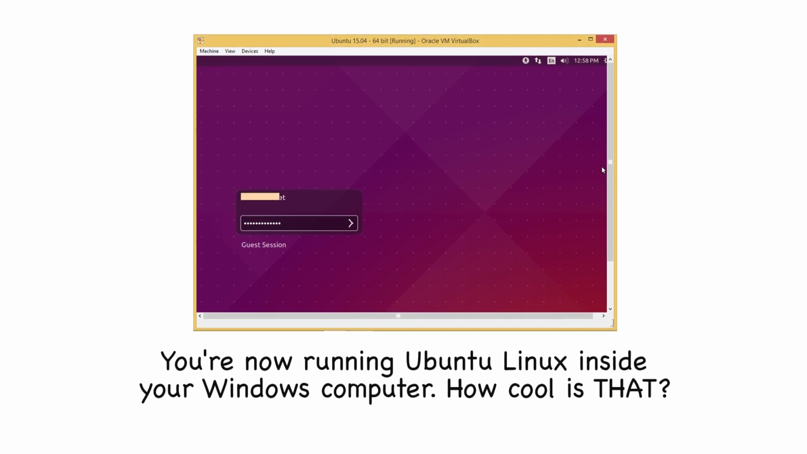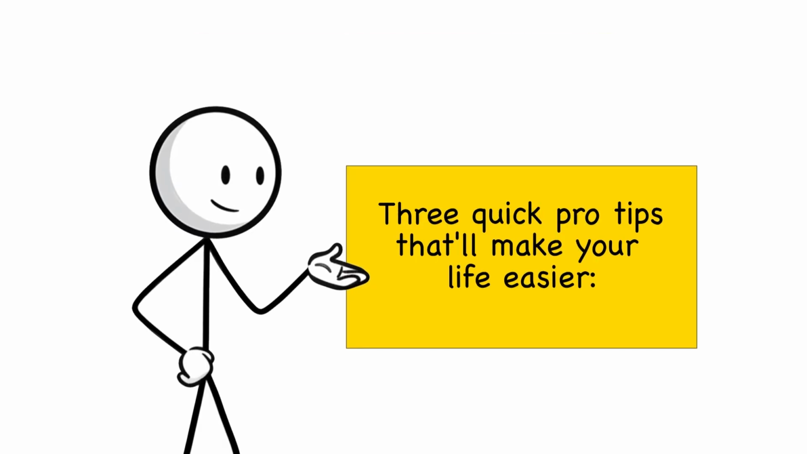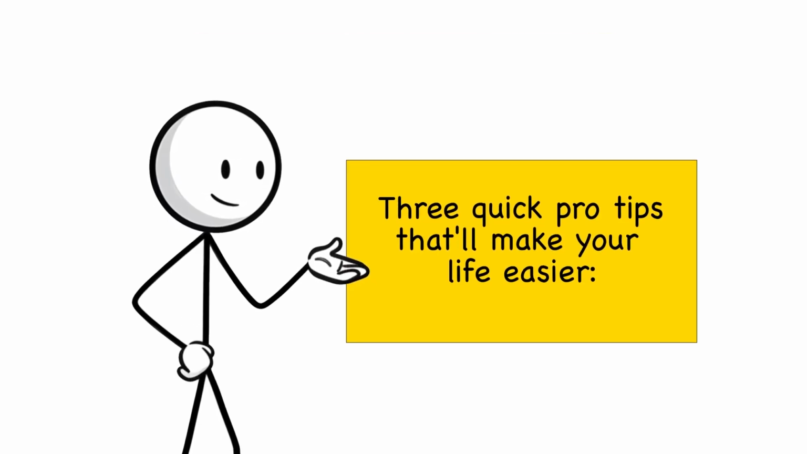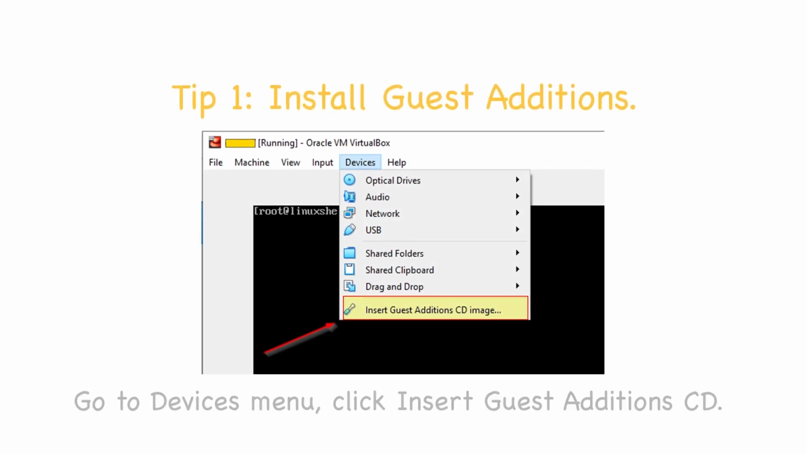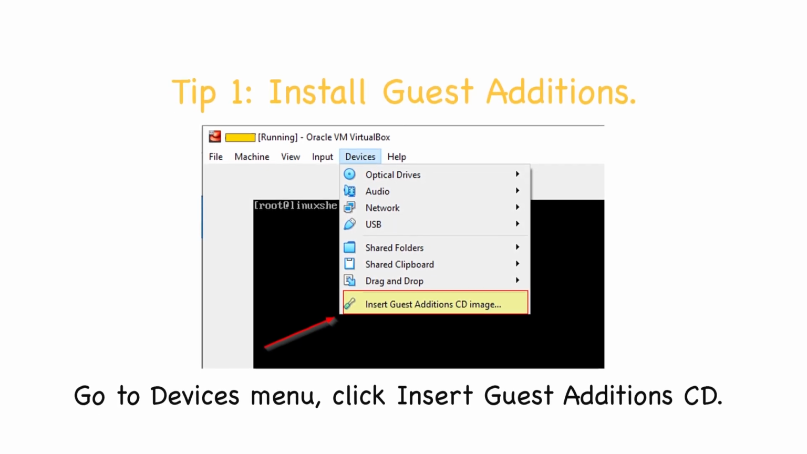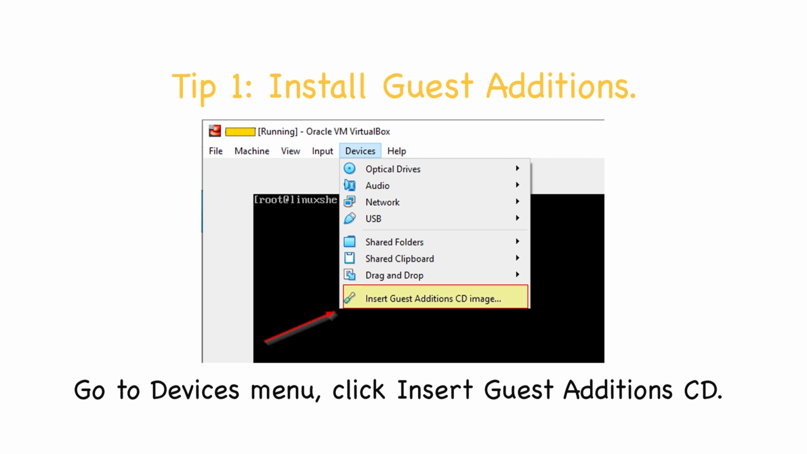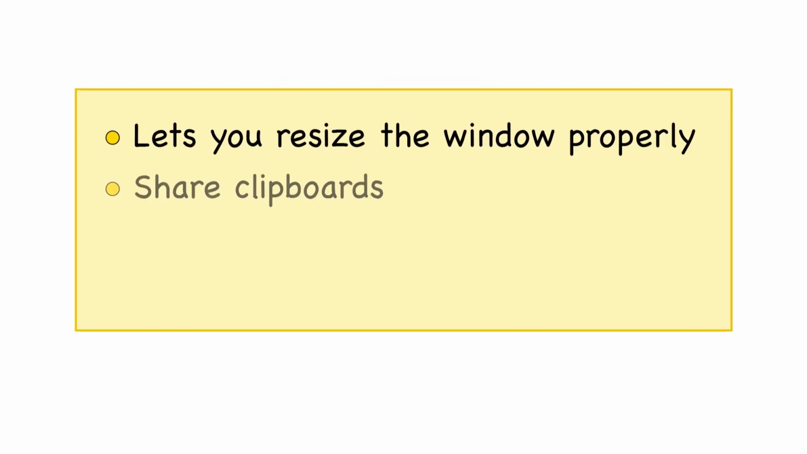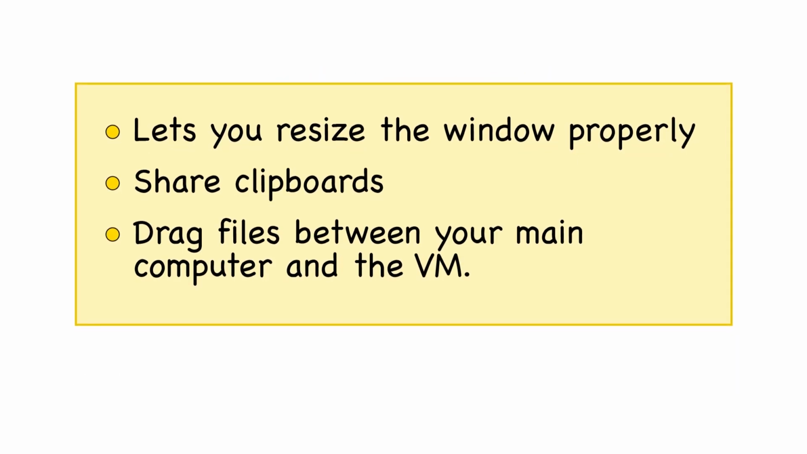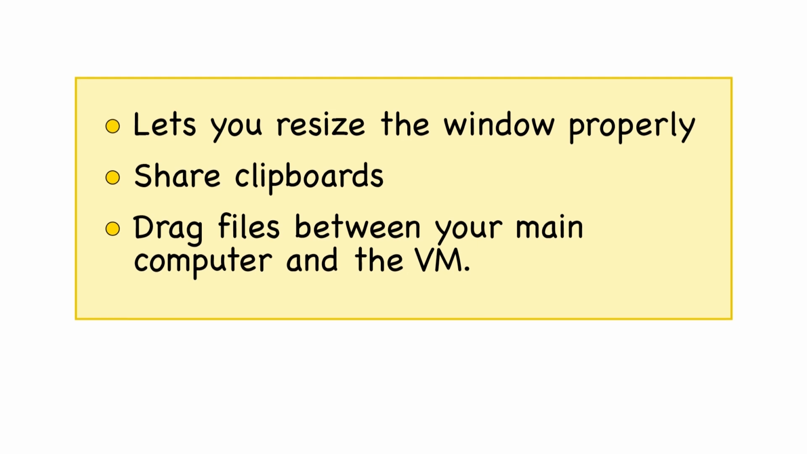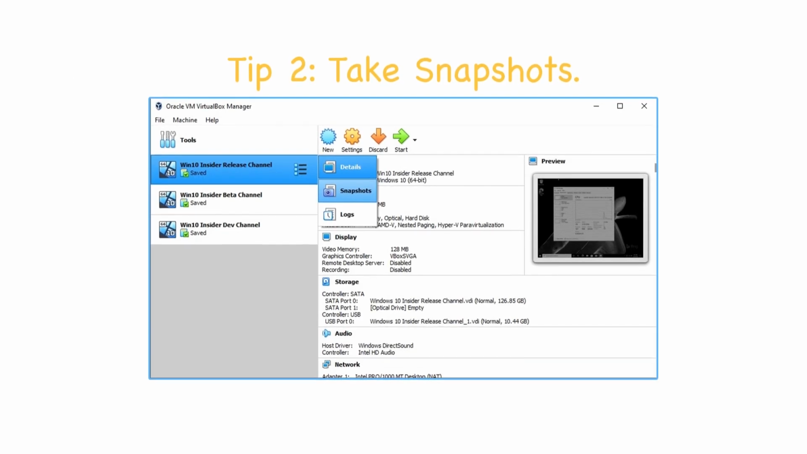How cool is that? Before we wrap up, here are 3 quick pro tips that'll make your life easier. Tip 1. Install Guest Additions, go to the Devices menu, click Insert Guest Additions CD. This lets you resize the window properly, share clipboards and drag files between your main computer and the VM. Game changer. Tip 2, take snapshots.